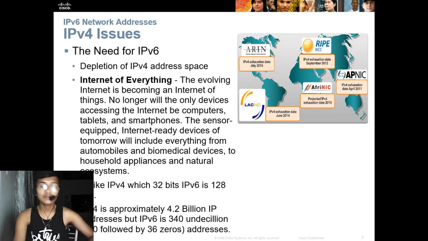So IPv6 has a much larger range of addresses than IPv4. That's why IPv6 is somewhat better than IPv4, but it is still not yet implemented for use in our industry, and IPv4 is still being used.